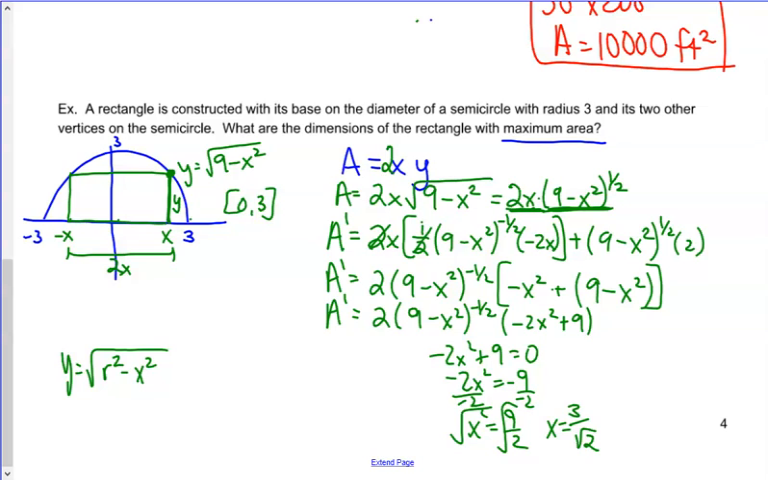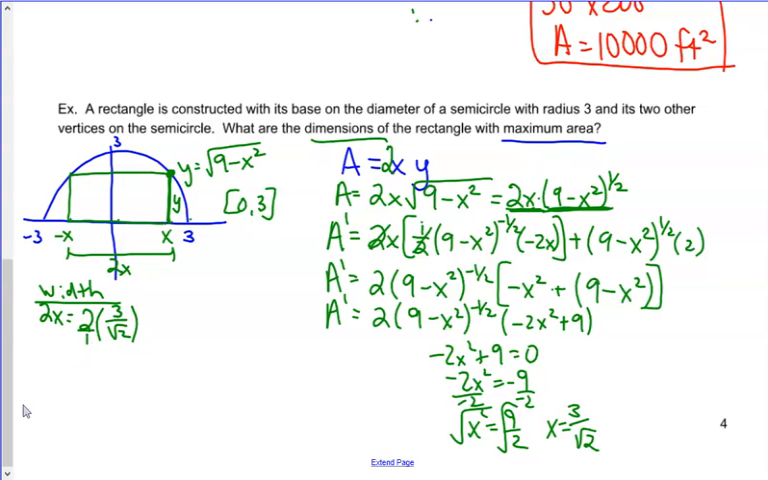Now, you can check what that maximum area is. It doesn't ask me for that. It just asks me for the dimensions of the max area. So if I let x equal 3 over root 2, I'm going to get rid of this so I have some space over here. Now I can go back and find the width and the length, okay? So let's talk about the width here. The whole thing is 2x. So the width is 2x. So I take 2 times what I found over here, which is 3 over root 2. Put this over 1 if you want, go straight across. That gives me 6 over root 2 as my width.